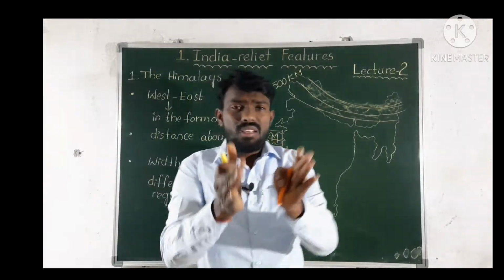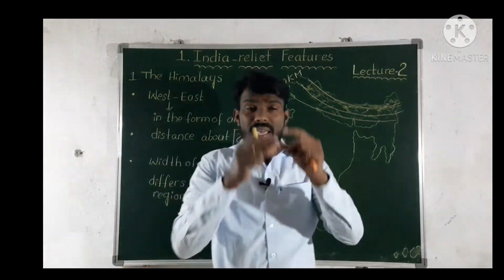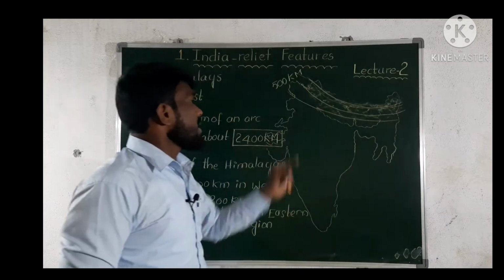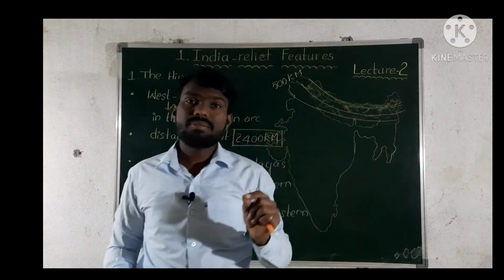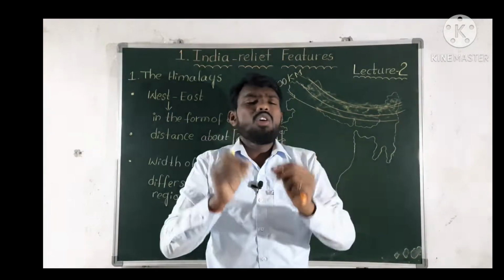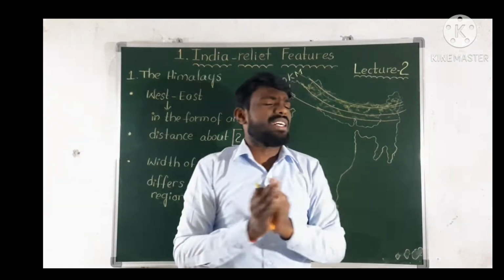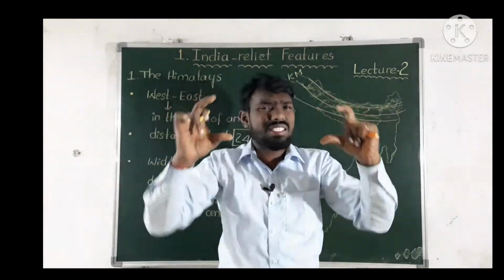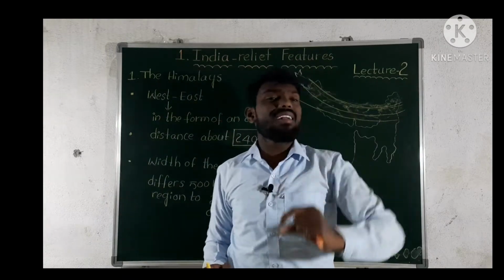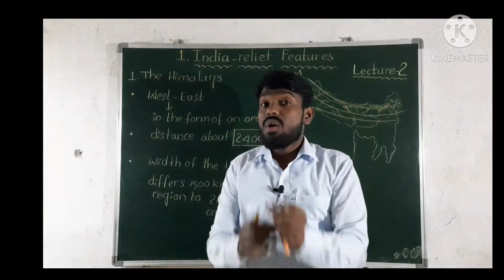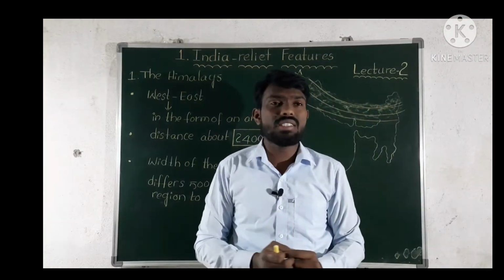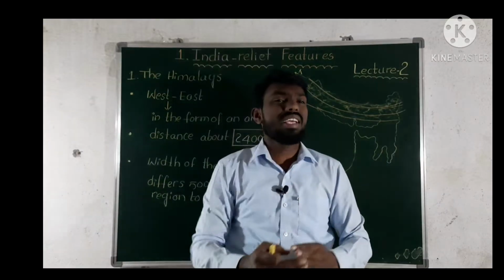Let me repeat once. The Himalayan ranges run in the west to east direction in the form of an arc with a distance of about 2,400 kilometers. The Himalayas comprise three parallel ranges. Their width differs, 500 kilometers in the western region and 200 kilometers in the central and eastern regions.